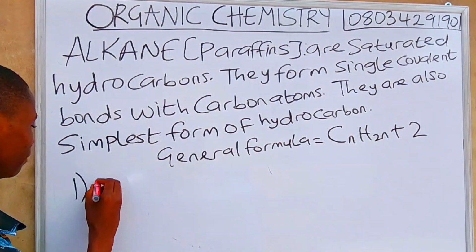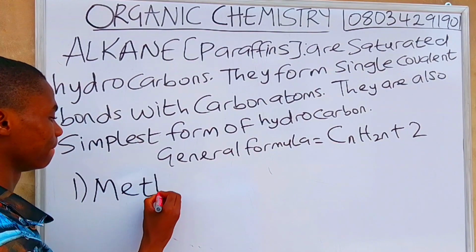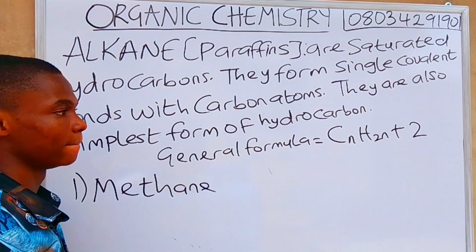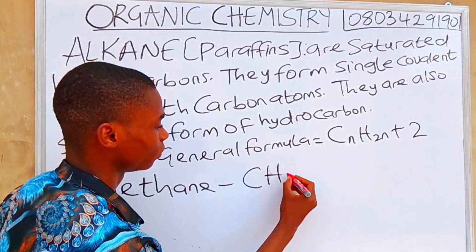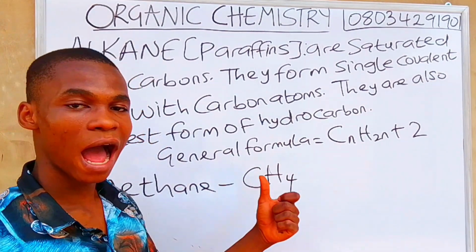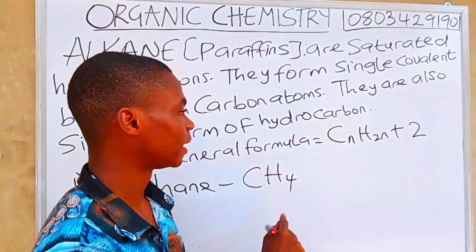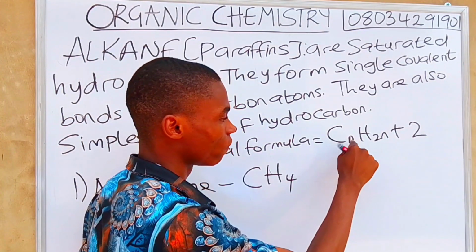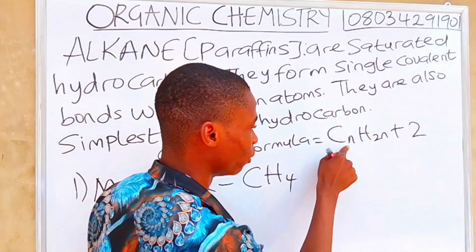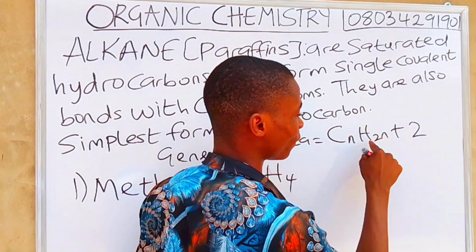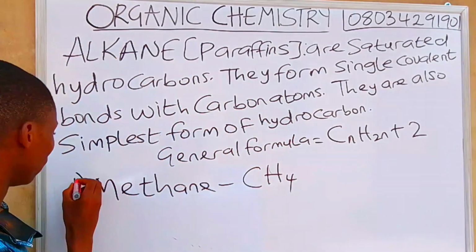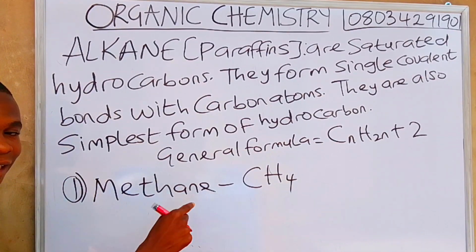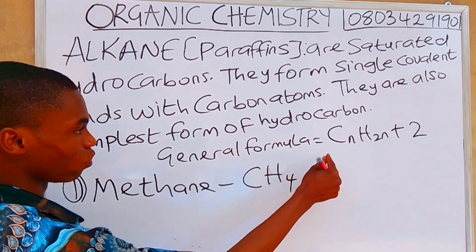First one is methane. Methane is CH4. How is it CH4? You know that this N represents the number of carbon, while this N here represents the number of hydrogen. This methane is the first, so let's bring one here.